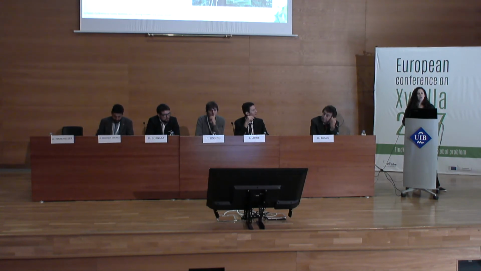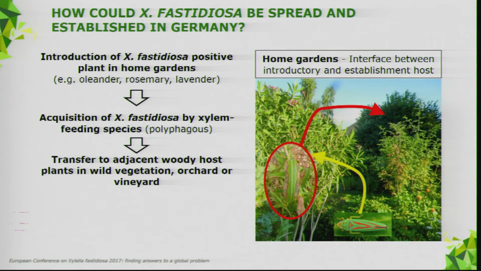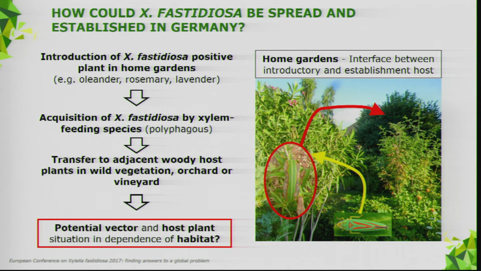Our scenario for risk assessment is that a positive plant is introduced into a private garden or park. This could be ornamental plants, which are often imported from the Mediterranean region. If the bacterium is ingested by a xylem-feeding species, and this species is polyphagous, it could be transferred to woody host plants, which show more tolerance to climatic conditions. And this could also be an orchard or a vineyard. This is why we ask ourselves: what is the potential vector situation and host plant situation of these xylem-feeder species, in dependence on the habitat type?